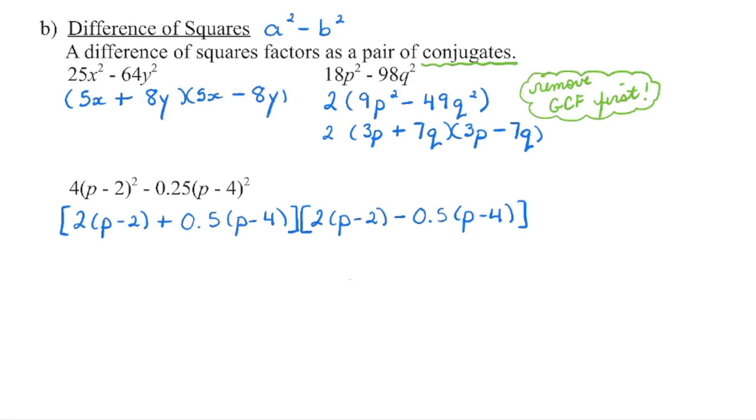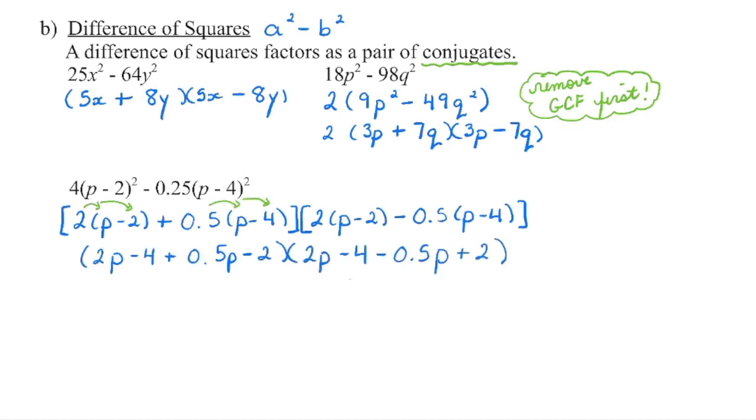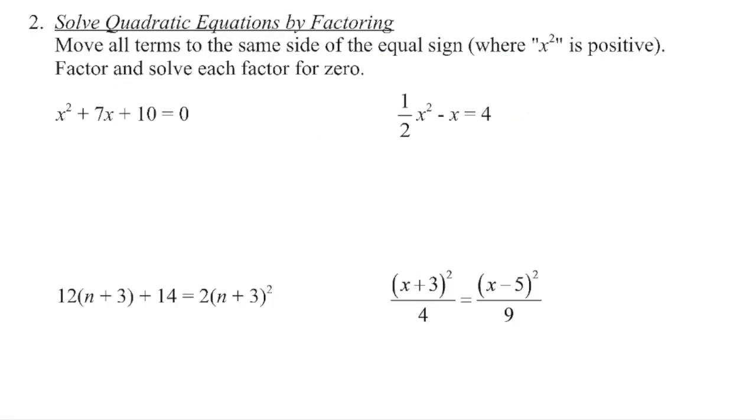Now from there, we need to simplify this. So the first thing we're going to do is distribute that leading coefficient into each of those brackets, and we're going to do that for both factors, and we're going to end up with this. We're then going to combine our like terms together. So 2p plus 0.5p is going to give us 2.5p, and then we're going to combine our negative 4 minus 2 to get that negative 6, and then we're going to also combine our like terms in the second bracket to get our simplified factor.